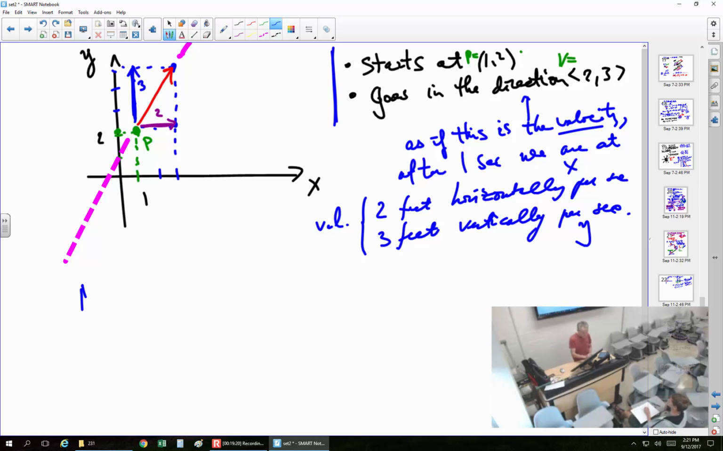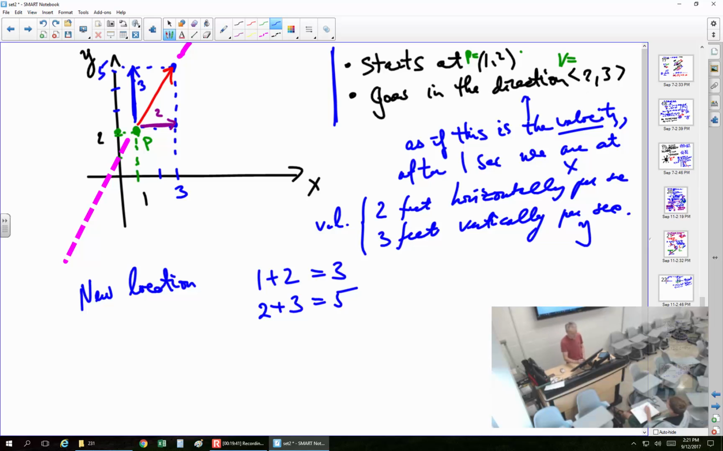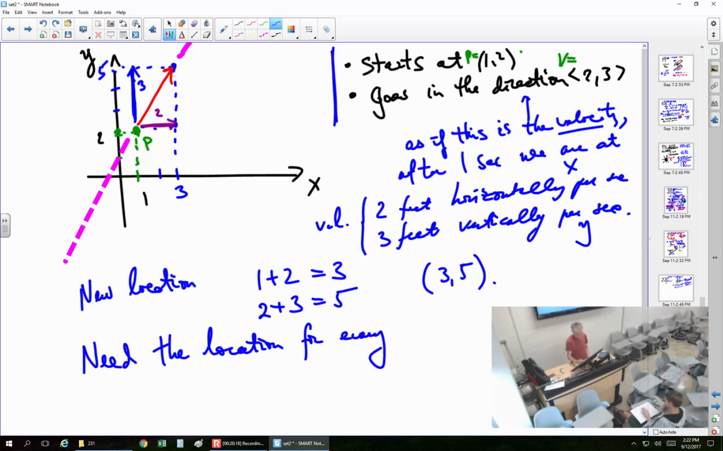So the new location is 1 plus 2, which is 3, and the other one, 2 plus 3, is 5. In other words, the new location is 3, 5. So we have two locations already, and we could certainly come up with a formula for that line, and we don't really have to worry about a parametric representation, but that's exactly what we do want. We want to represent it as a parametric curve with time t being the parameter, which means that we need the location for every moment of time.